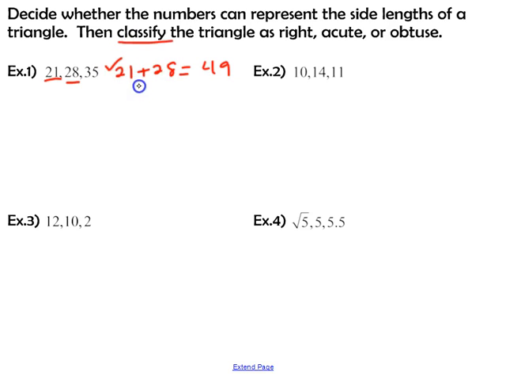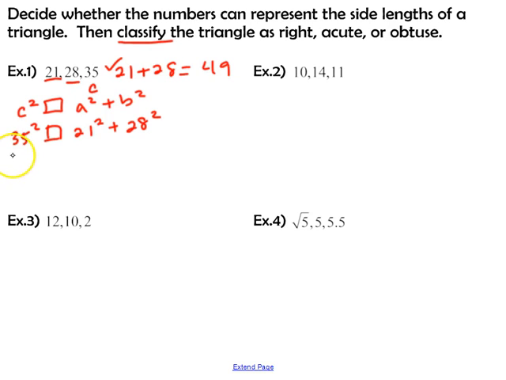Now we want to classify the triangle. Remember, the biggest side is going to be C, and it doesn't matter which one of the 2 smaller ones is A or B. We want to use the Pythagorean theorem converse, C squared, and we're going to put a box here, A squared plus B squared. Let's go ahead and substitute in our values. Our C is going to be 35, A can be 21, and B can be 28.